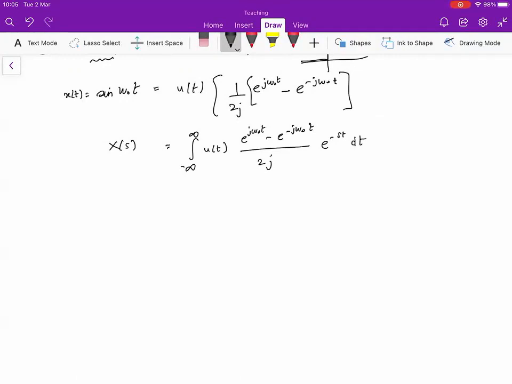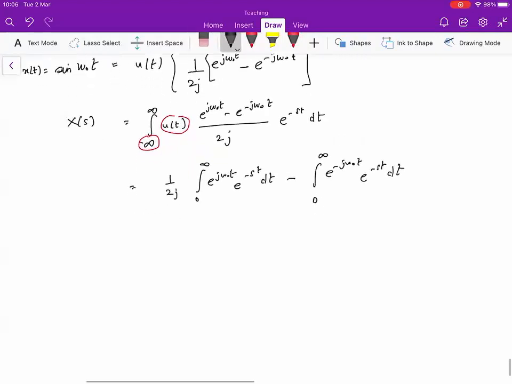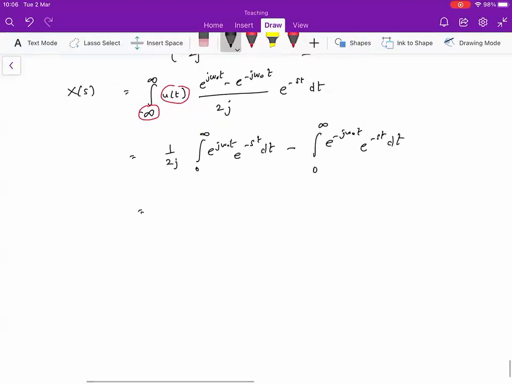And now we essentially use this u(t) to make the lower limit 0 in the integral. So if you do that, then that becomes 1 over 2j, integral 0 to infinity e to the j omega naught t, and then we bring the e to the minus st into it, minus integral 0 to infinity e to the minus j omega naught t, again the same, e to the minus st dt. And these are exponential, so the evaluation is really straightforward.